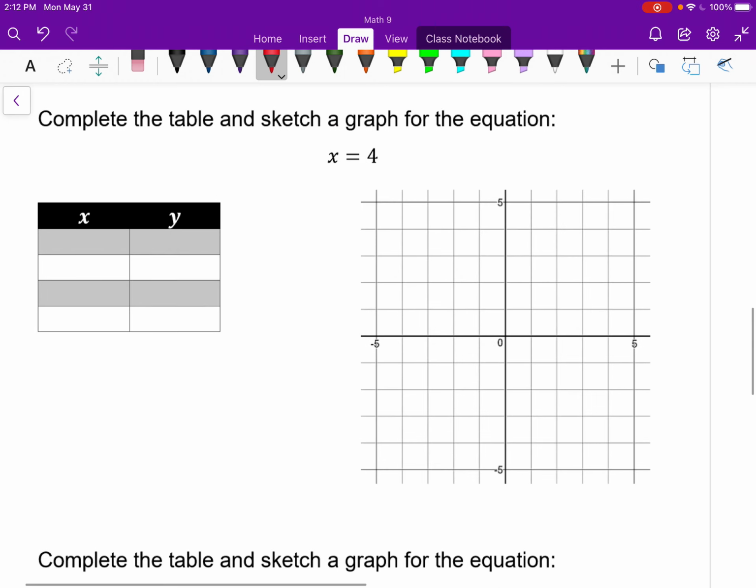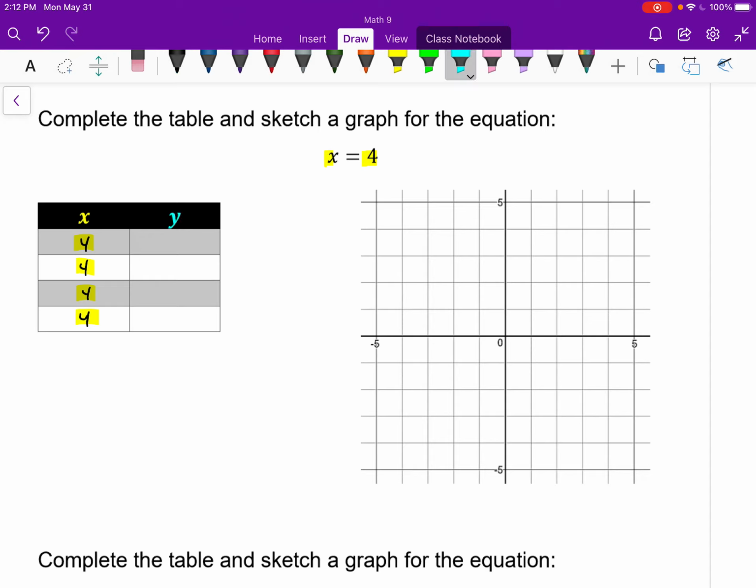All right. I have two kind of special examples here. Here my equation is x equals 4. There's no y. So x equals 4. So what does that mean? Well, as a table, that means x has to be 4. That's what it means. I have to pick 4 for x. I don't have a choice. It literally says x equals 4.